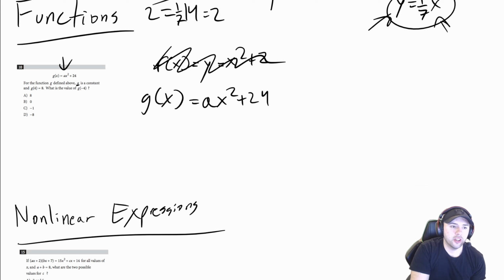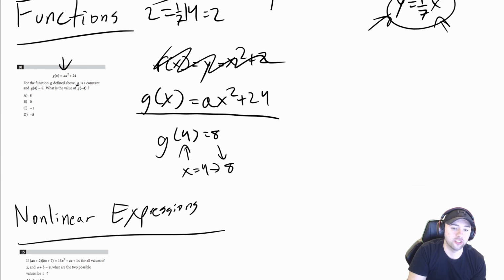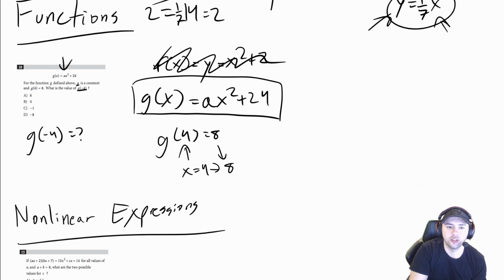Okay, we know that g of 4 is equal to 8, which means when you plug in x is equal to 4, the result is 8, meaning the result of this equation is 8. And we're asked, what is the value of g of negative 4? So we want to know what g of negative 4 would be, which means we need to find a, right? If we knew what a was, we could plug in negative 4 for x here and solve. But if we don't know a, we don't know that number that it's going to be. So we need to plug in first that g of 4, which is equal to 8, is going to be a times 4 squared plus 24.